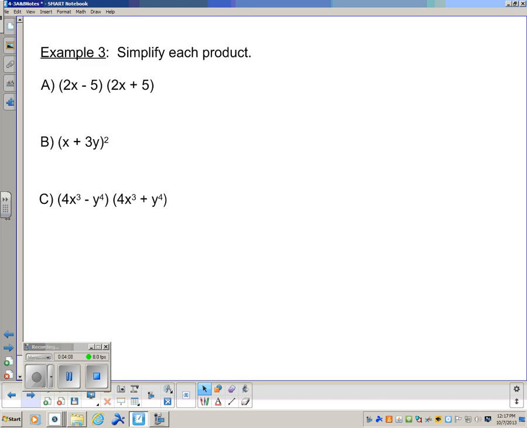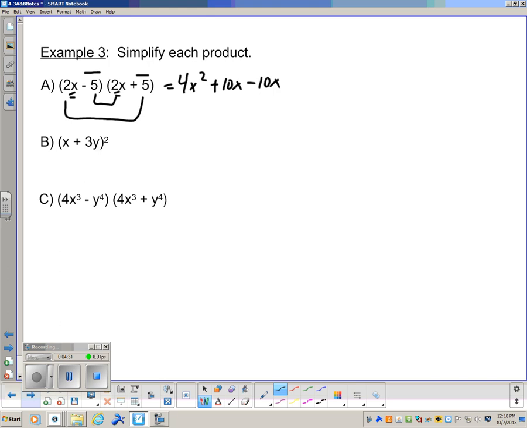And then again, we're just simplifying this, so we're going to FOIL these out. We've got 2x minus 5 times 2x plus 5. So multiplying our first terms here together, we get 4x squared. Multiplying our outers and our inners here, the outer there we get a plus 10x. The inners there we get a minus 10x. And then our last term, negative 5 times 5, is a minus 25.